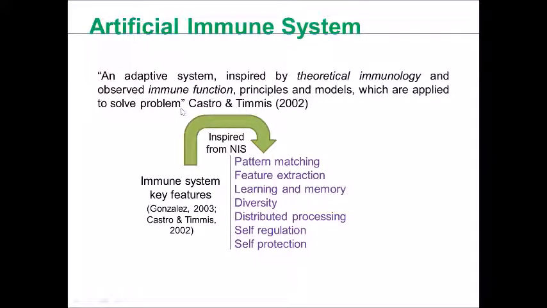These are the key features of our immune system that can be replicated in computer science processing. According to Castro and Timmis, artificial immune system is defined as an adaptive system inspired by theoretical immunology and observed immune function, principles and models, which are applied to solve problems. Meaning that we observe the medical mechanism of how the human body functions to detect, recognize, and kill that antigen. Then we replicate it to solve problems.